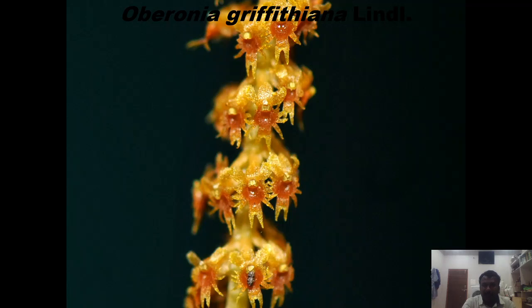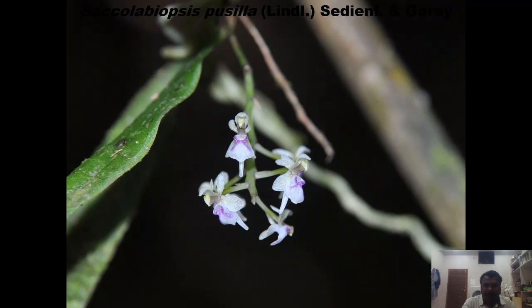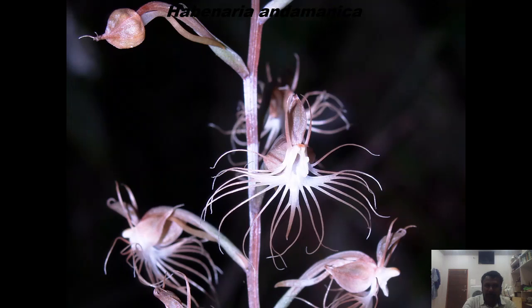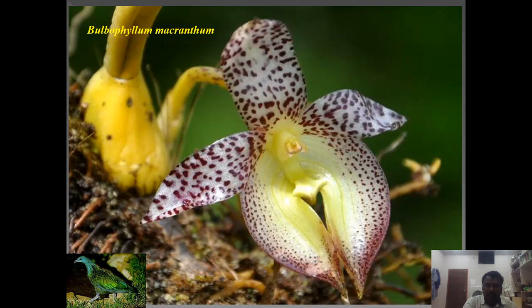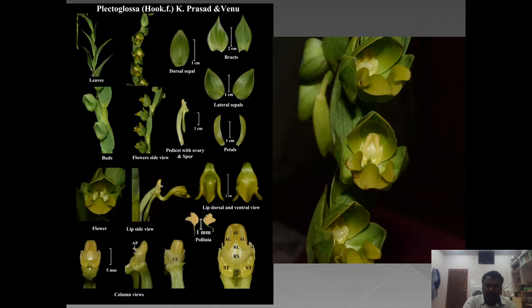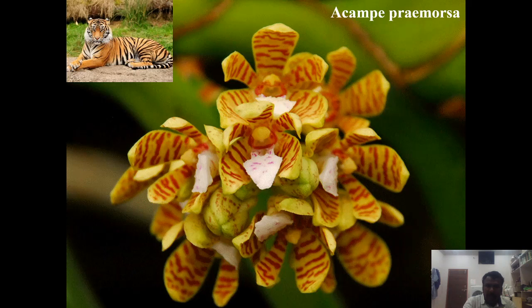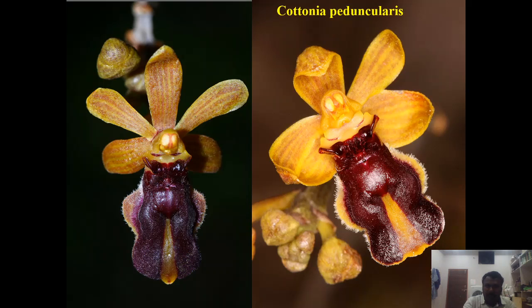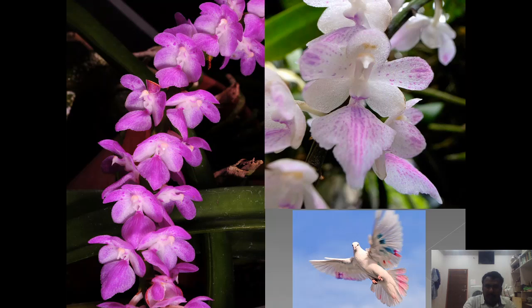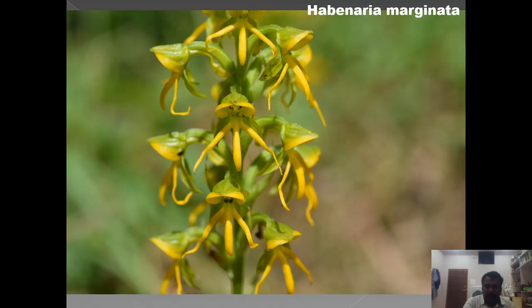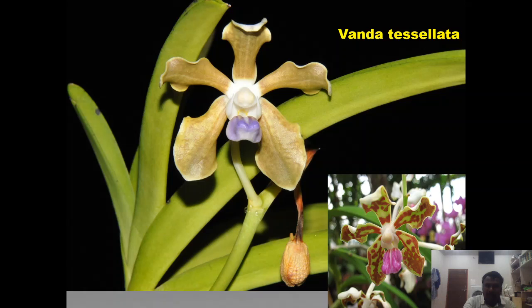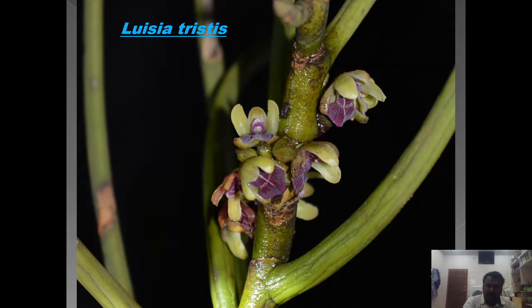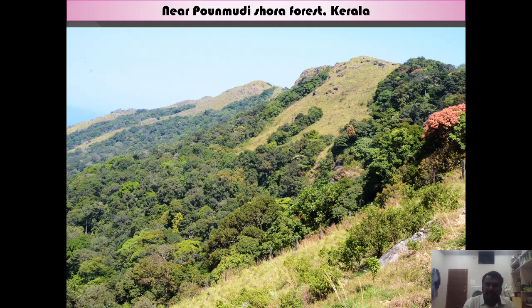Another, Eulophia nicobarica, this is Oberonia griffithiana, another species, Bulbophyllum macranthum, Plectoglossa, which is a new genus, Acampe praemorsa, Cottonia, another orchids, Habenaria marginata from our own Nallamalais, Vanda tessellata again from Nallamalais, Luisia tristis again from Nallamalais, and in general they are present in deep forest like this.